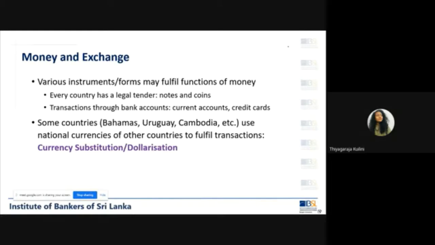Excuse me, sir. Can you repeat again the question? Second question. What are the functions of money carried out by the following instruments? Thank you, sir. Okay, these are the instruments. A, top-up cards. So what function can be fulfilled?